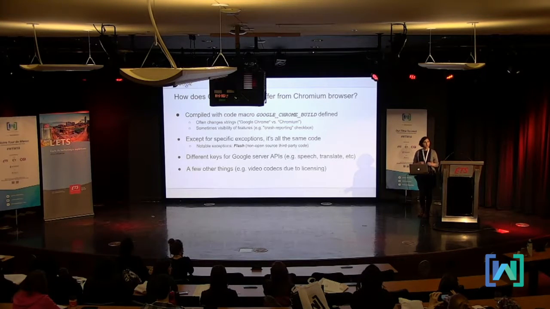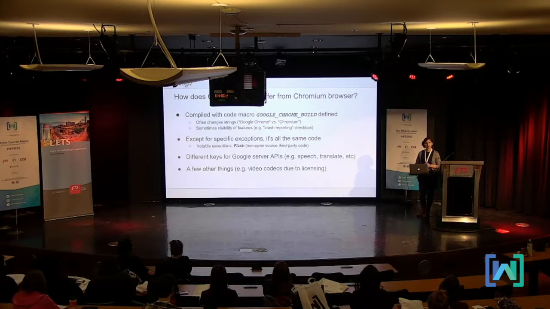There are a few features which are not automatically compiled within Chromium when you build it, but the code itself is in the source code. For example, crash reporting will not be a visible feature if you build the Chromium code. And there are some other exceptions, like a plugin for Flash or some codecs, mainly because of licensing issues. So for everything that you have in Chrome, for the most part, you can find the code in Chromium.